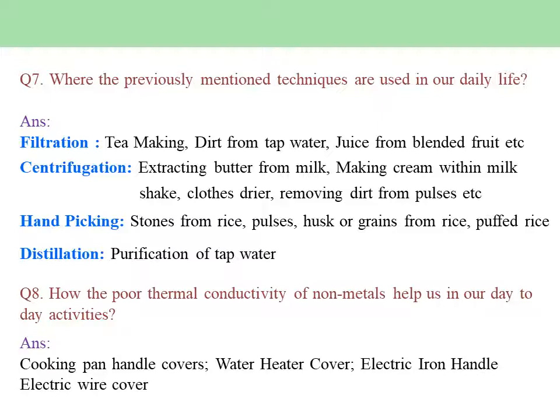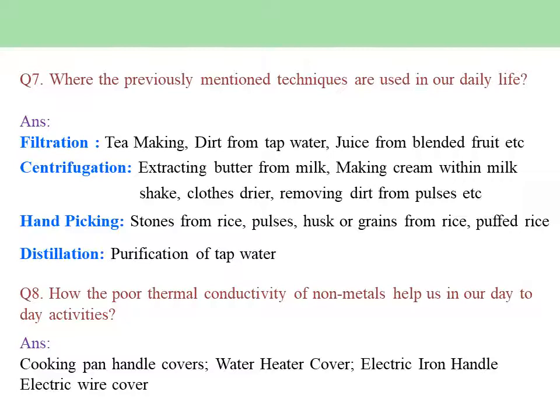We have seen that the handle covers of cooking pans are made of plastic or polythene or nylon. It's a non-metal, and hence it helps us hold the pan properly without feeling the heat. Water heater covers. For example, water heaters means geysers. The outside has a plastic cover, so if we touch it, we cannot feel so much heat.